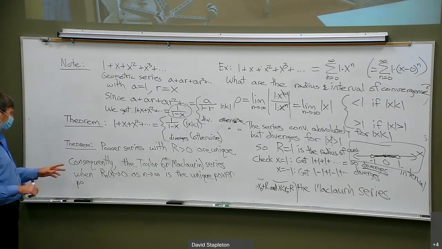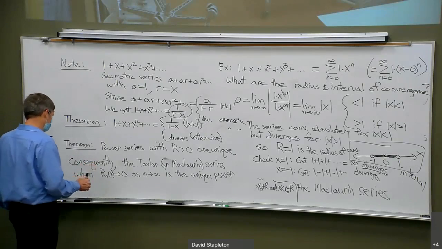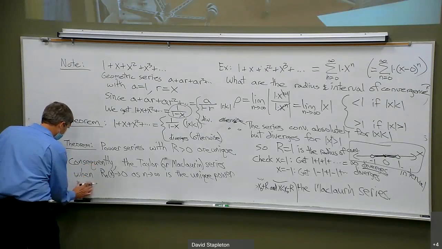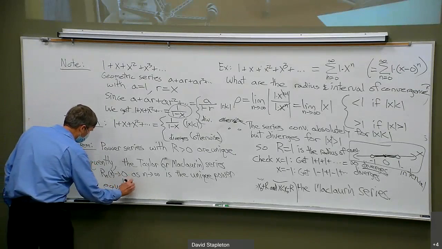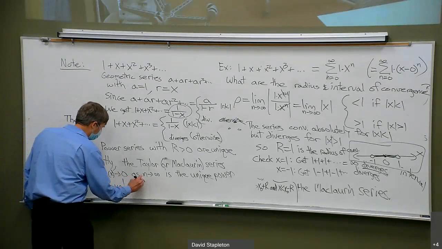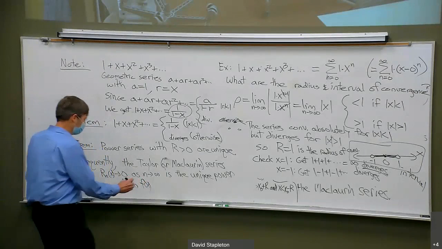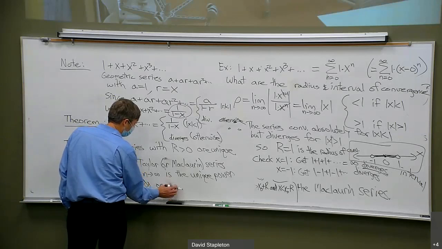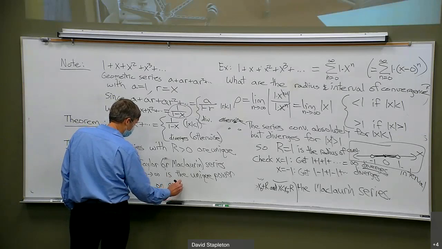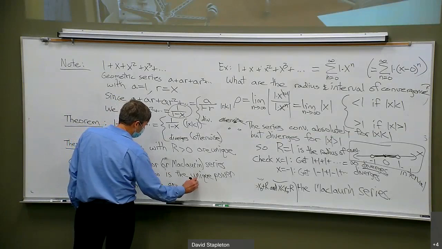So the Taylor and Maclaurin series that you write down is the unique power series equal to f of x on the interval. But it has to have a non-zero interval, otherwise it's a point. Let's just say any open interval. So it's not just a point.